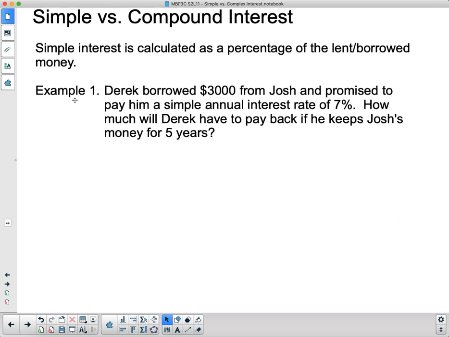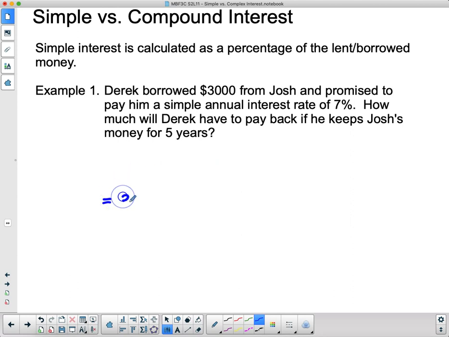So we have this simple situation here where it says Derek borrowed $3,000 from Josh and promised to pay him a simple interest rate of 7%. How much will Derek have to pay back if he keeps Josh's money for 5 years? So that just means for every year that Derek keeps the money, he owes Josh 7% of that money. I'm going to leave a little space here because I'm going to give you a formula, but we're just going to take a look at what this actually means.